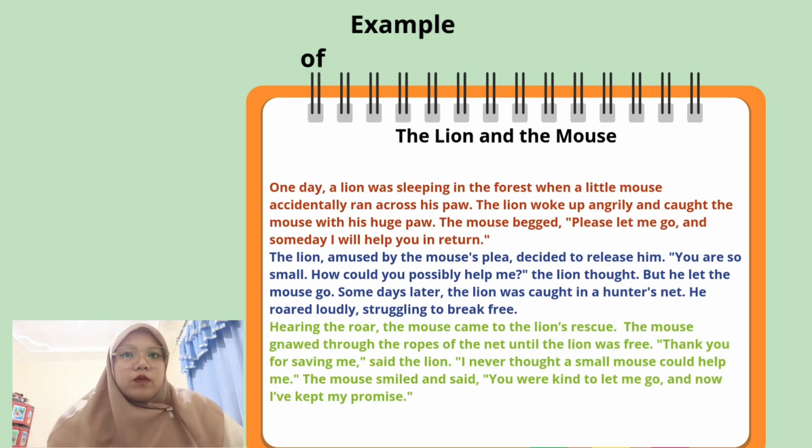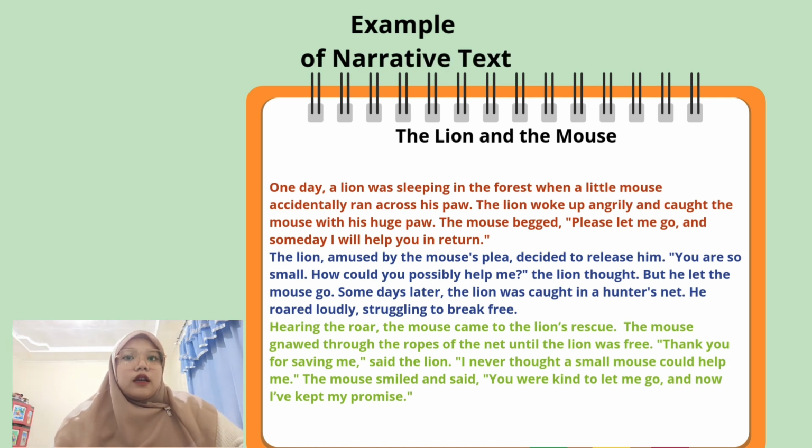So, the example is a fable, because fables are stories about animals with human traits and always include a moral lesson. Now, I will tell you about the structure in this fable. In the red sentence, it is called orientation because orientation is the beginning of the story that introduces the characters, setting, and time.